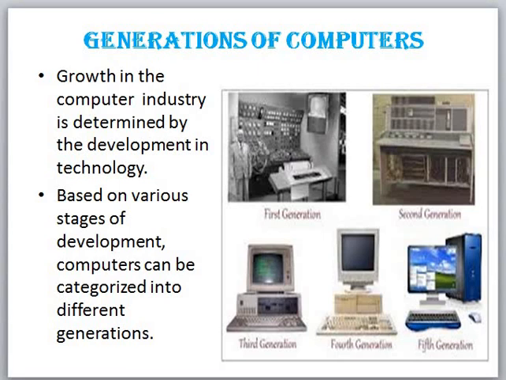The growth in the computer industry is determined by the development in technology. Just because technology is getting developed, we say the computer industry is growing. Based on the various stages of development, computers can be categorized into different generations. Here we see they have given the 5 generations. The very first generation used vacuum tubes, the second generation computer used transistors, and likewise it goes on till the 5th generation here. We will learn about all the 5 generations in detail now.